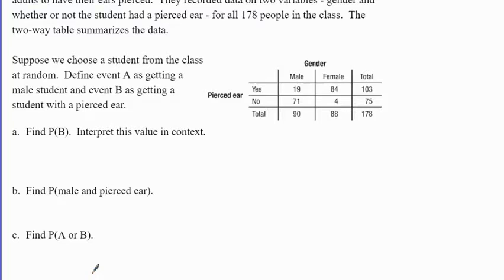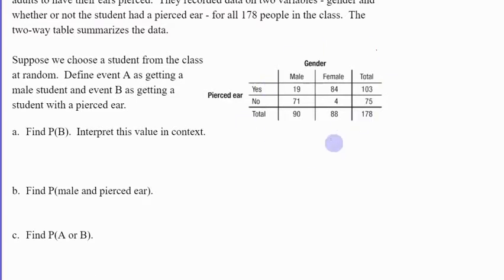So for our first example, students in a college statistics class wanted to find out how common it is for young adults to have their ears pierced. They recorded data on two variables, gender and whether or not the student had pierced ears, for all 178 people in the class. The two-way table summarizes the data.